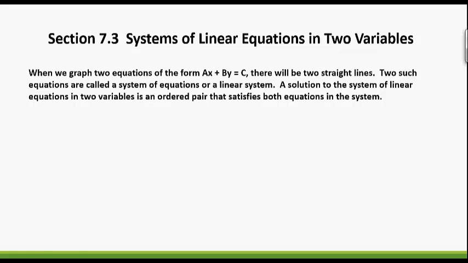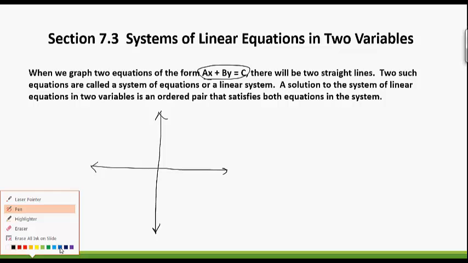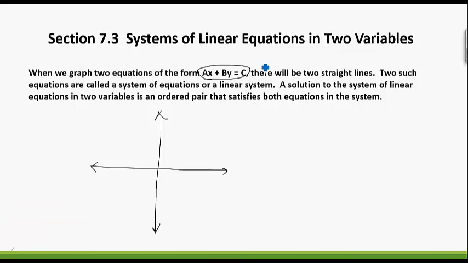We touched on this briefly with an example in class the other day, but let's talk about what this means. As we know, if an equation is of the form ax plus by equals c, it is a linear equation. If it is a linear equation, when you graph it, you will get a straight line, or a line, as all lines are technically straight. So if you graph this, you'll get two straight lines.